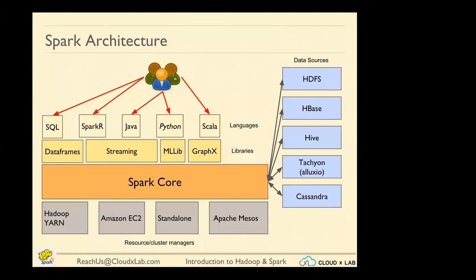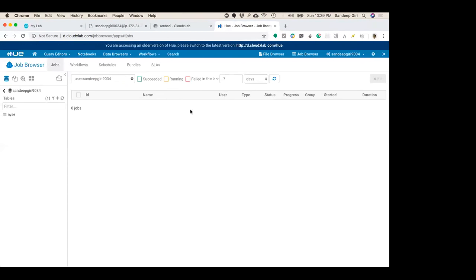To interact with Yarn, if you are trying to see somebody else's logs, you will need to be admin. Otherwise, you can just access normally. Okay. Right now, I'm just in the Hue. Here, I'm just another user. You can see Sandeep Giri 9034. I'm just another user. And this job browser shows all the jobs.